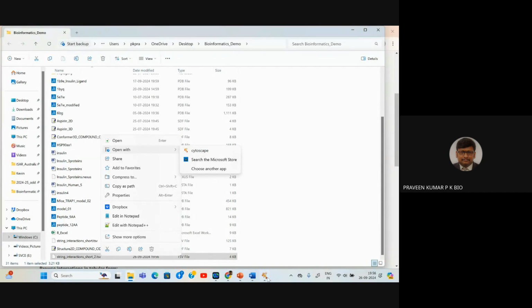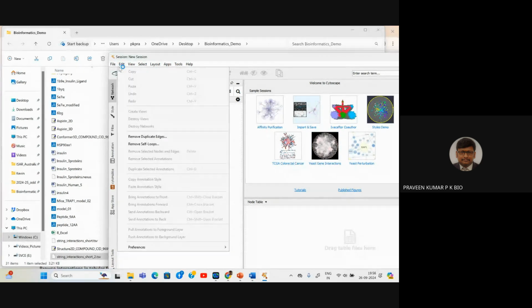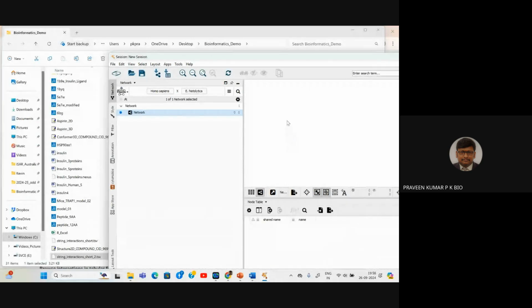Either you can open like that or simply drag and drop. File, new session. Still loading. I think if I've updated the next Cytoscape, there won't be any problem.